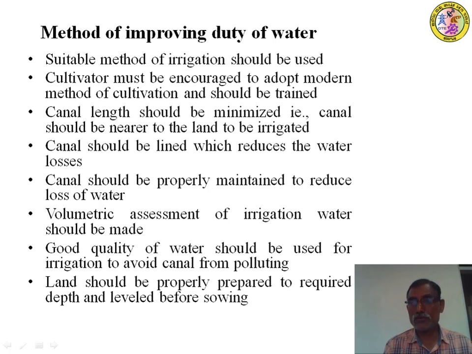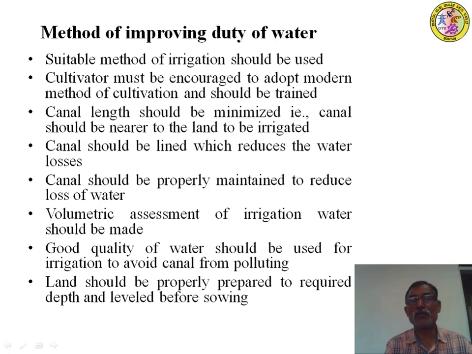A suitable method of irrigation should be used. Cultivators must be encouraged to adopt modern methods of cultivation and should be trained. Canal length should be minimized. Very important. Canal length should be minimized means the unnecessary length of the canal should be reduced, so that the storage of the water and the irrigation field are closer to each other. That means you reduce the conveyance losses as well as the evaporation losses. That's the idea. The canal should be nearer to the land to be irrigated.